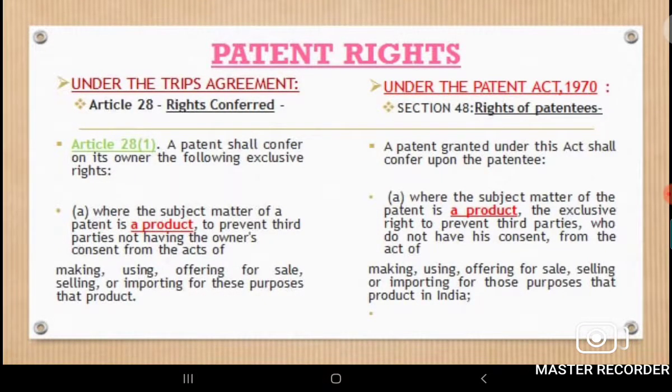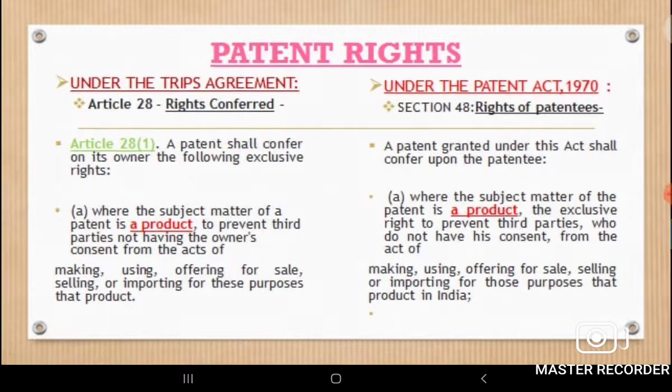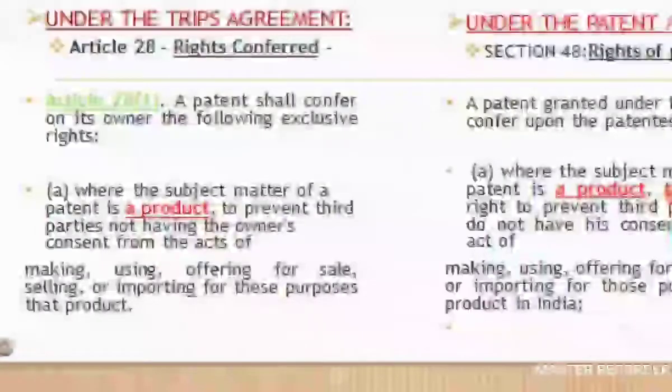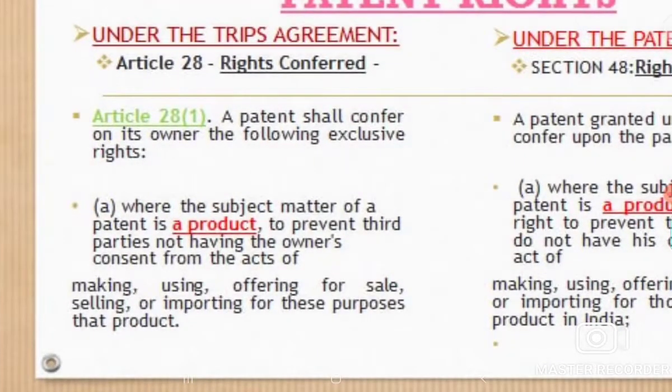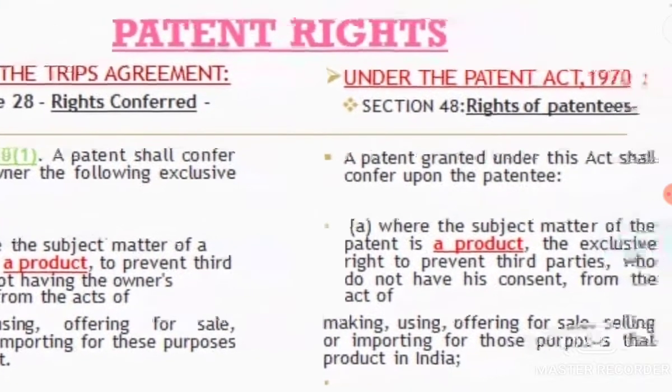Under the TRIPS Agreement, Article 28, the rights conferred. Article 28(1): a patent shall confer on its owner the following exclusive rights. Clause A says that where the subject matter of a patent is a product, to prevent third parties not having the owner's consent from the acts of making, using, offering for sale, selling or importing for these purposes that product.